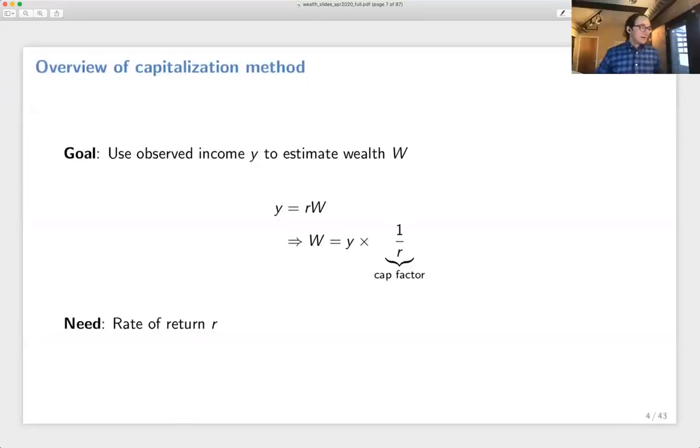Okay, here's the model. Very simple. It's not our model, by the way. But if you wanted to estimate wealth W from what you can observe, income Y, here I'm going to take the case of a perpetuity, a console bond example, which is relatively simple, but you could use, say, Gordon's growth model or something like that. You invert the equation and you can estimate W from Y using 1 over R. We're going to call that the cap factor, capitalization factor, but you need that rate of return R in this example.